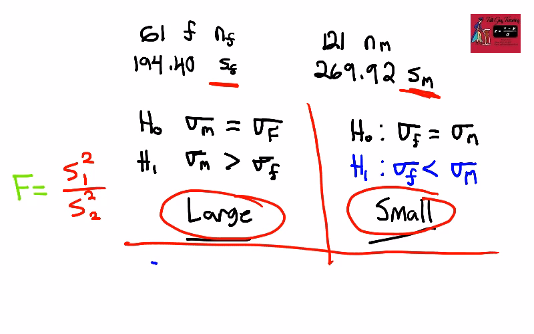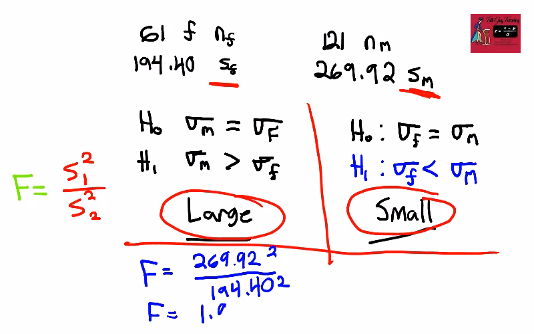If we do it this way, your F test statistic is going to involve, let's see here, we want this to be larger. So the larger number needs to go on top: 269.92 squared all over 194.40 squared. I'm going to punch this into my calculator really quickly. 269.92 squared divided by 194.4 squared, and I don't have to worry about parentheses here. Aha, that's where the F of 1.92 comes into play, 1.92.